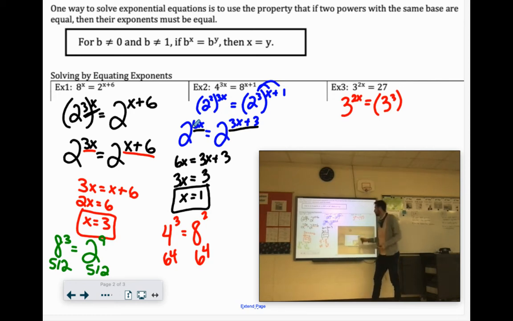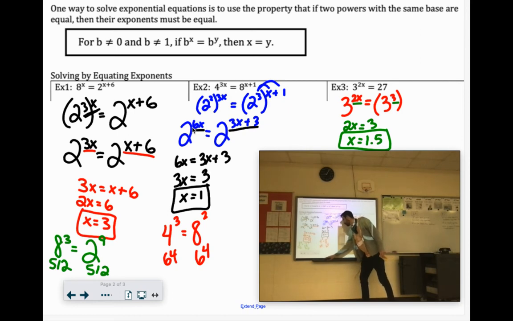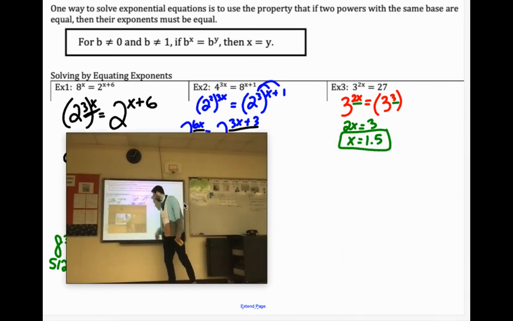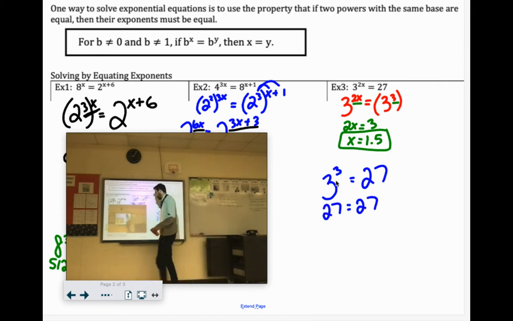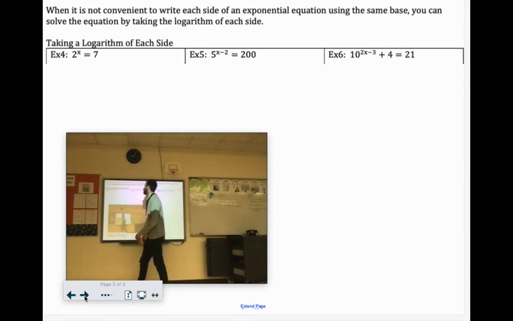So we have the common base, so we're solving the exponents. 2x equals 3. We divide it by 2 and we get 3 over 2, or 1.5. I'm going to move myself back over to the left and test this out. So 3 to the 2 times 1.5 is 3, and 3 to the third is 27. So you get 27 equals 27. Great. We got 3 more here.